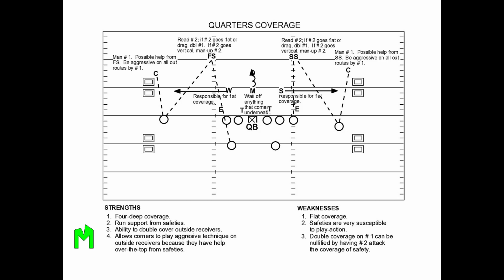Quarters coverage emphasizes 4 deep defenders, allowing corners to play aggressively with safety help over the top. It offers strong run support and the ability to double cover outside receivers. However, its flat coverage can be weak, and safeties are susceptible to play action, especially when the offense attacks the safety's coverage with route combinations.